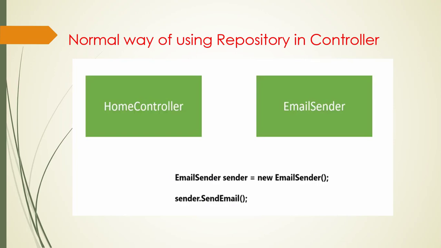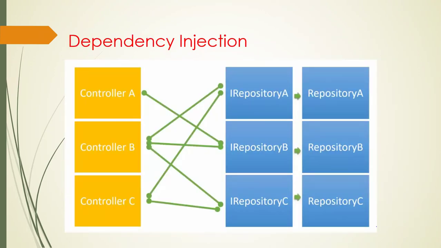To overcome this problem, we will use the dependency injection concept. Let's say in an application, I have three controllers, controller A, controller B and controller C. I have three services like repository A, repository B and repository C. If you are using these repositories directly in controllers, then you need to create a new instance of this repository by using the new keyword. So this is the first approach. In the second approach, we will use dependency injection.